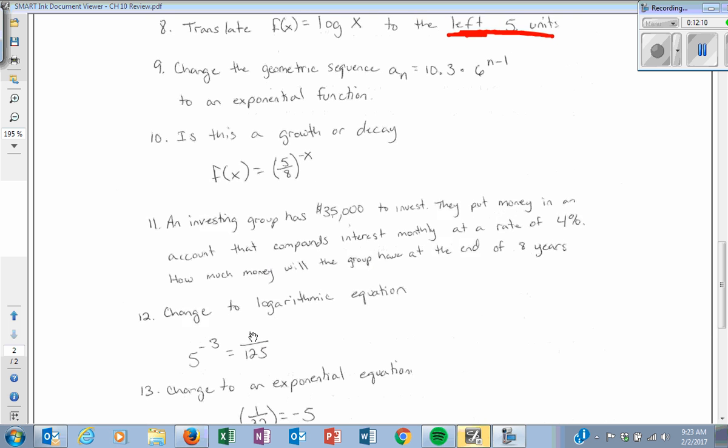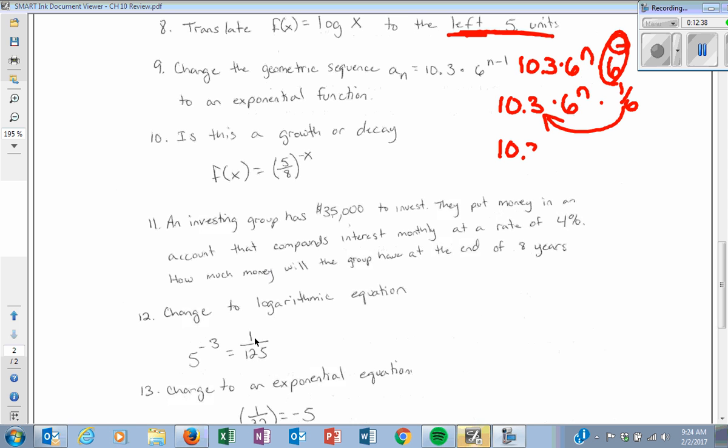Alright, this is very similar to the first problem that we did. Alright, change it to exponential function. So you take 10.3 times 6 to the n times 6 to the -1. 10.3, change this to a 1/6, so times 6 to the n times 1/6. Remember, if you have a negative exponent, just sends it down to the denominator. Move this guy so it's by this guy. 10.3 times 1/6 times 6 to the n, and when you do that, you get an answer of 1.72 times 6 to the n.